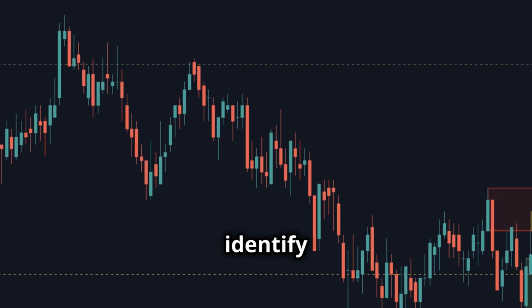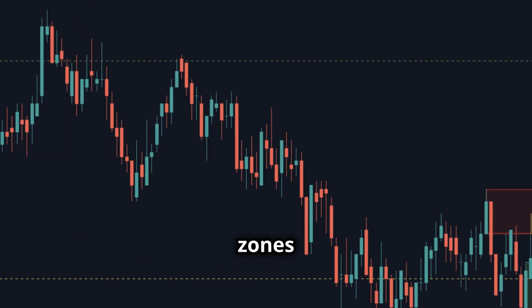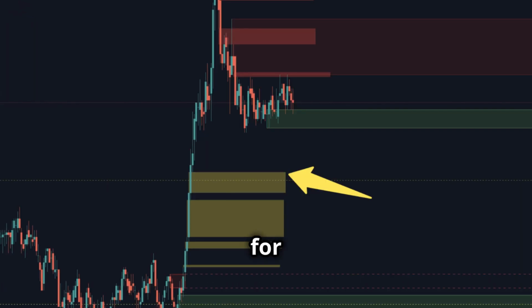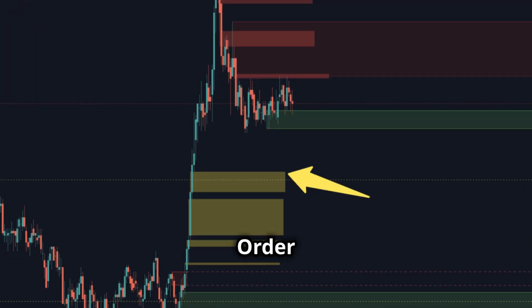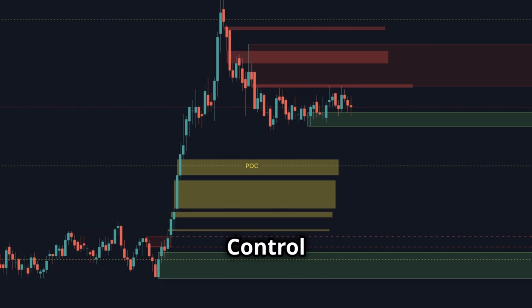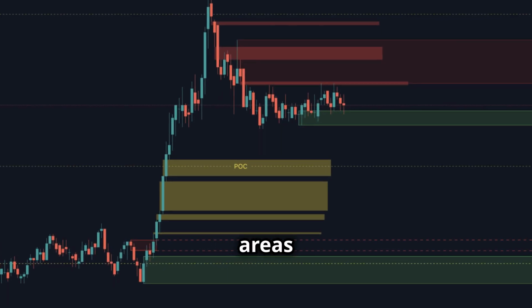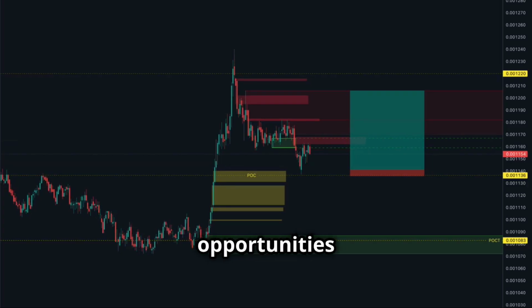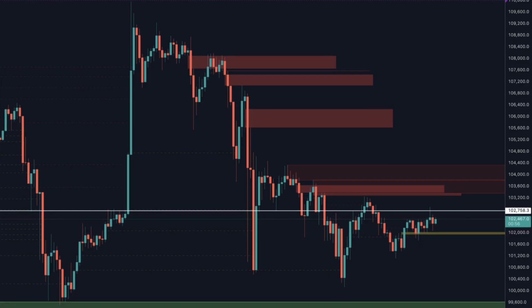Next, identify liquidity zones where price is likely to react. Look for fair value gaps, order blocks, and points of control as key areas of interest. These zones help you pinpoint the best opportunities for entries.